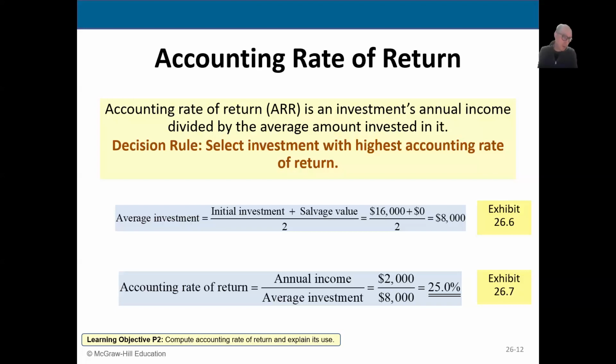You might be asking, well, Dr. B, is that good? Is that bad? What's 25%? It's important to remember that managers prefer investments with a higher accounting rate of return. Management also sets the required minimum rate of return. So, having said that, 25% is pretty good. We compare it with other alternative investments.